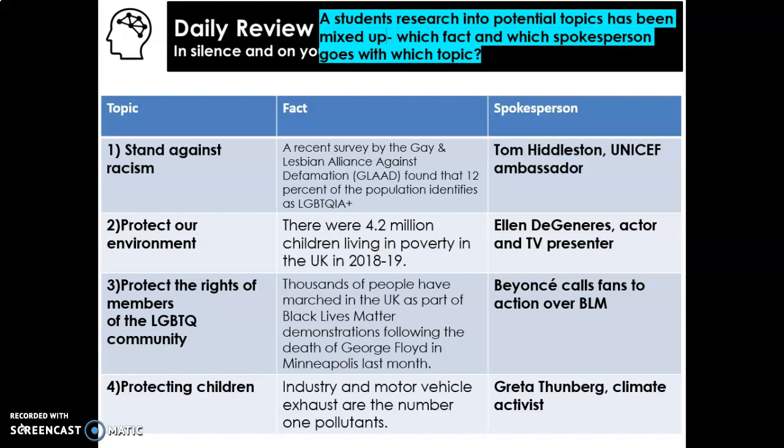Now, topic number 3, protect the rights of members of the LGBT community. That would be our fact that 12% of the population identifies. And who would be your spokesperson for that topic? Brilliant. Ellen DeGeneres, actor and TV presenter. Finally, by elimination, we can do this one quite quickly. Protecting children. There were 4.2 million children living in poverty in the UK in 2018 to 19. And the spokesperson would be Tom Hiddleston, UNICEF ambassador.